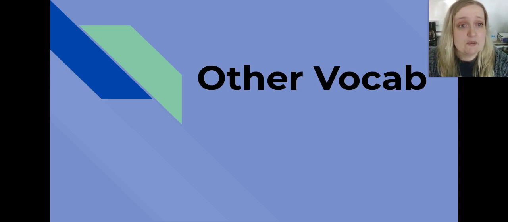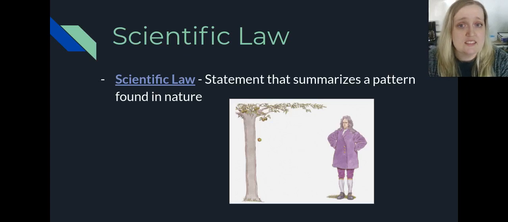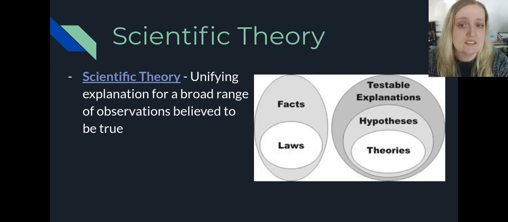There's a couple other vocabulary words that I want to go over. First one is scientific theory. A scientific theory is a unifying explanation for a broad range of observations believed to be true. There's a lot of different theories in science, especially in biology. Some theories that we'll talk about this year include cell theory, the theory of evolution. The next one is the scientific law. Scientific law is related to scientific theory, except a scientific law is a statement that summarizes a pattern found in nature.